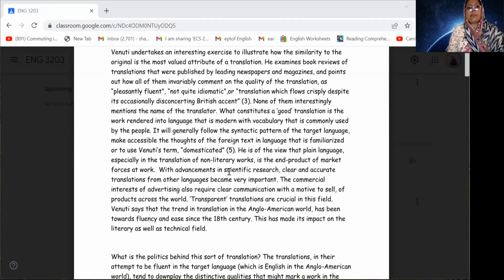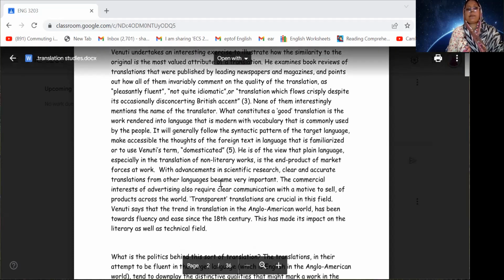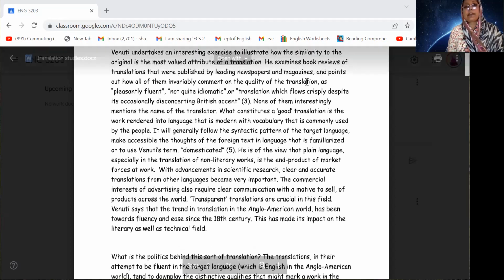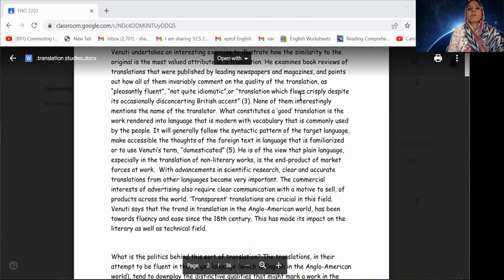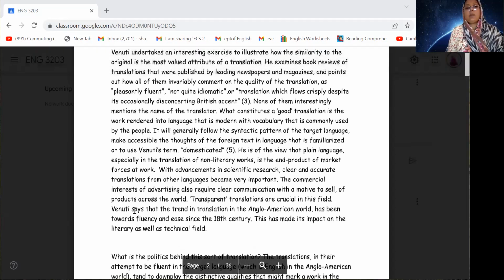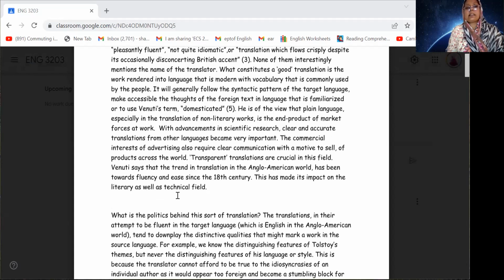তারপর চলে গেছে, with the advancement of scientific research clear and accurate translation from other language become very important. Scientific research জন্য clear and accurate translation is very important. The commercial interest of advertising. Advertising is also one kind of translation.